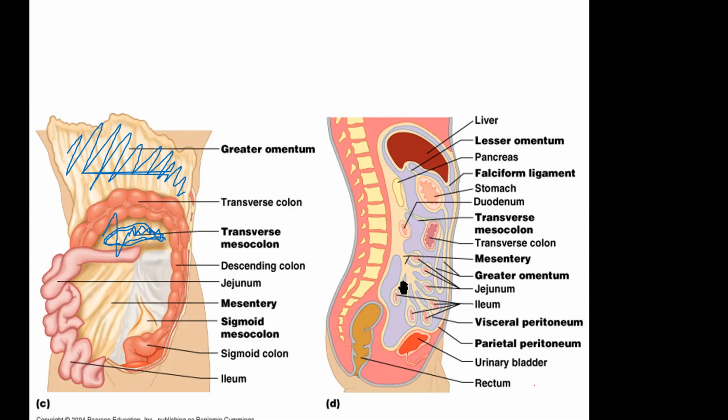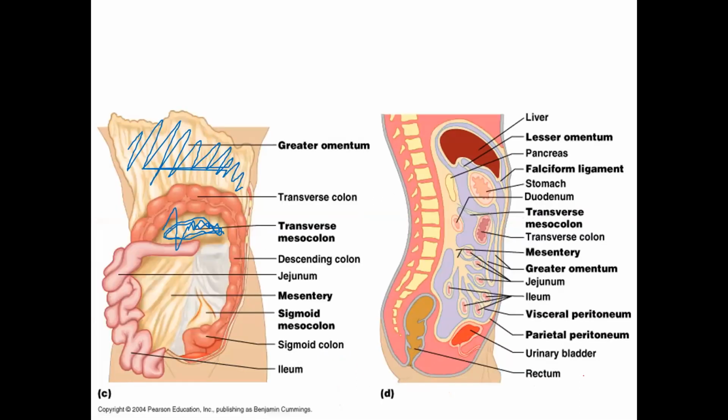How about these, the membranous structures organizing the small intestines? These are mesenteries as well, but they don't have specific names. You can just say they're mesenteries.